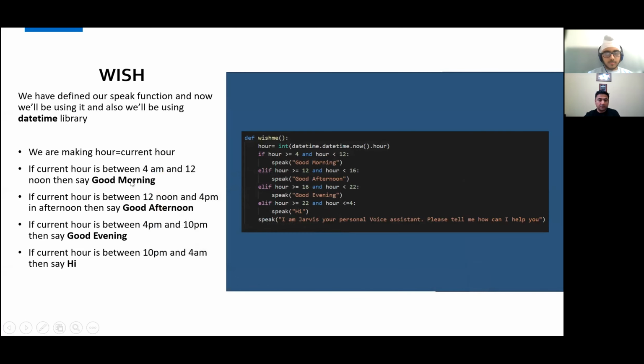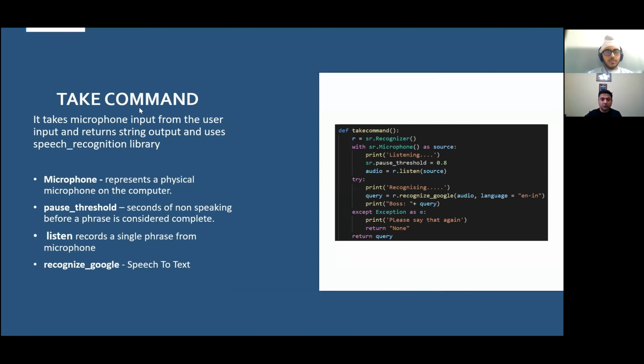Okay. Now we'll go to takeCommand. So basically takeCommand is doing speech to text. It takes microphone input from the user and returns a string output, and uses the speech recognition library. So here microphone represents a physical microphone on the computer, and here pause threshold is the seconds of non-speaking before a phrase is considered complete.